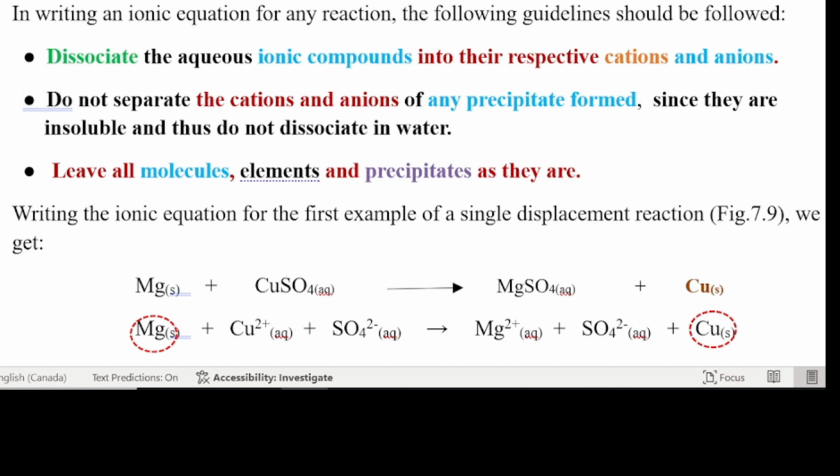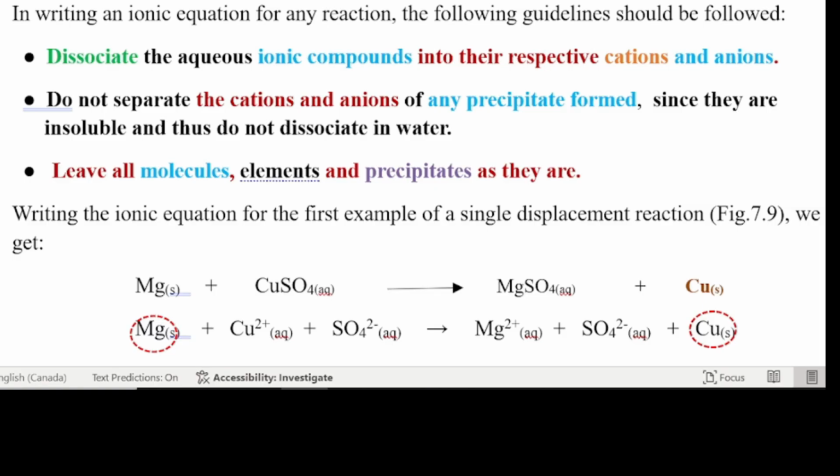Do not separate the cations and the anions of any precipitate formed since they're insoluble and do not dissociate in water. Let us say in one reaction you got a precipitate of, say, silver chloride. The fact that silver chloride is formed as a precipitate means that it does not dissolve in water. Had it dissolved in water, it would not have formed a precipitate. It would be in the form of ions. So it is impossible, therefore, to separate the chloride from the silver in that form here. So don't do that whenever a precipitate is formed. Leave it as a precipitate.